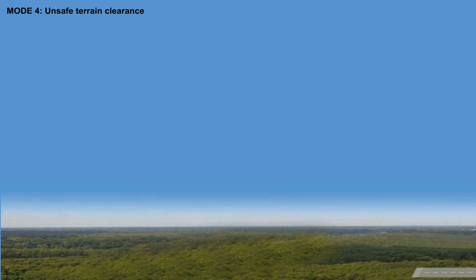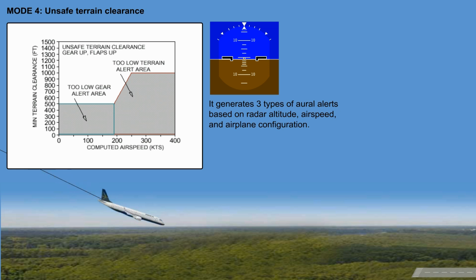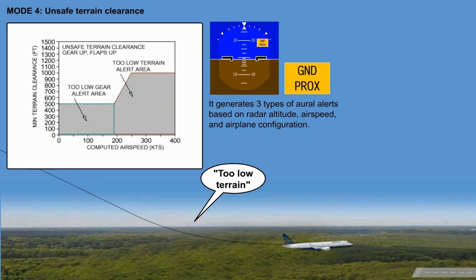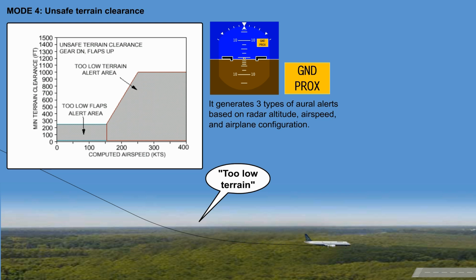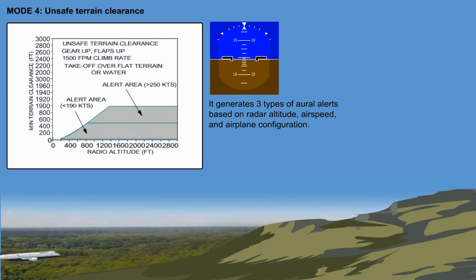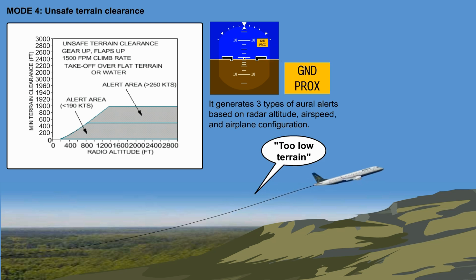Mode 4. The unsafe terrain clearance. It generates 3 types of alerts based on radar altitude, airspeed, and airplane configuration. Too low. Terrain. Too low. Gear. Too low. Terrain. Too low. Flaps. Too low. Terrain.